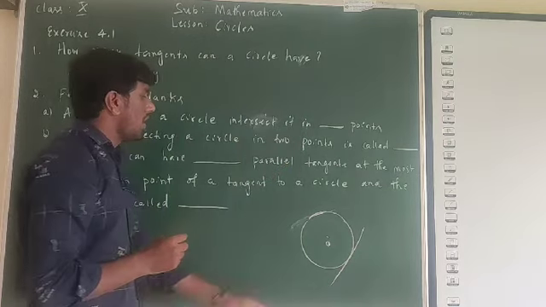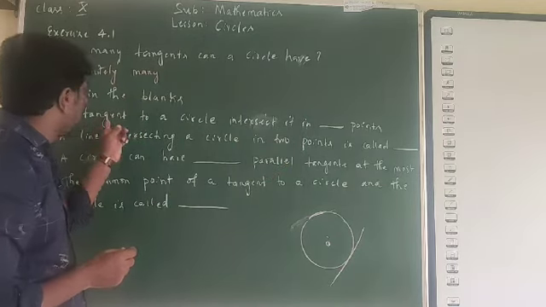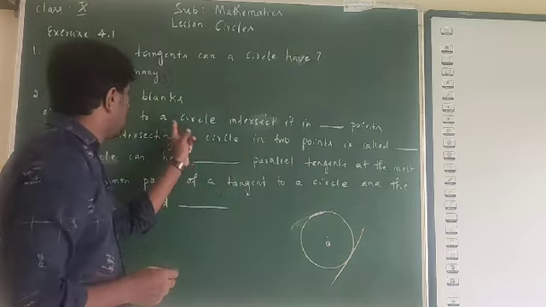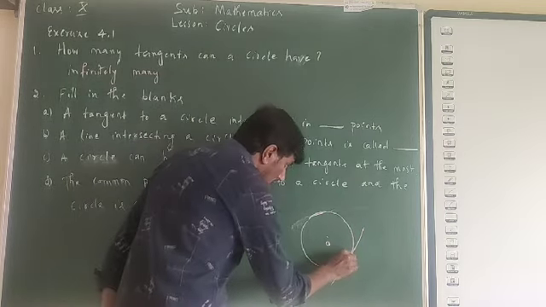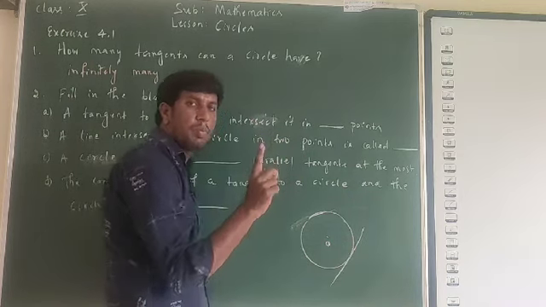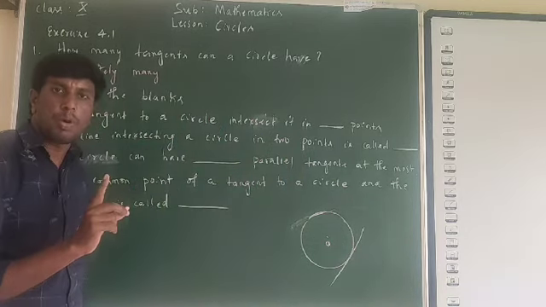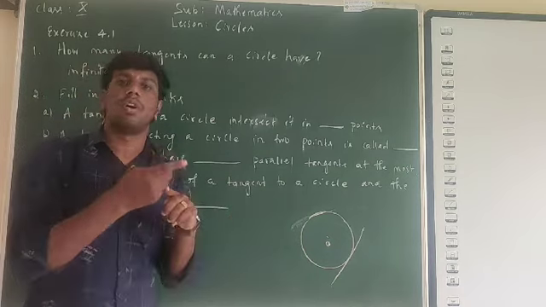We have a tangent and a circle. A tangent and a circle intersect at what? One common point, right? One common point. The point is also called the point of contact.